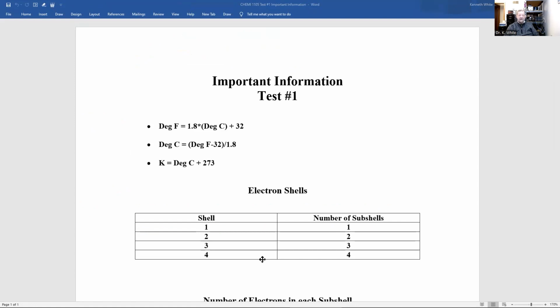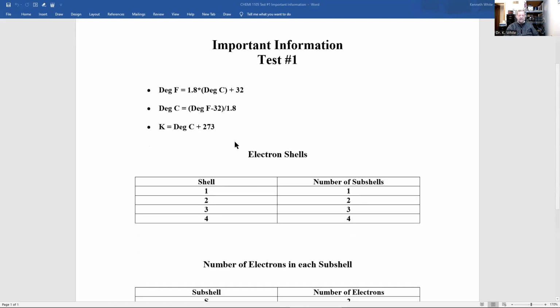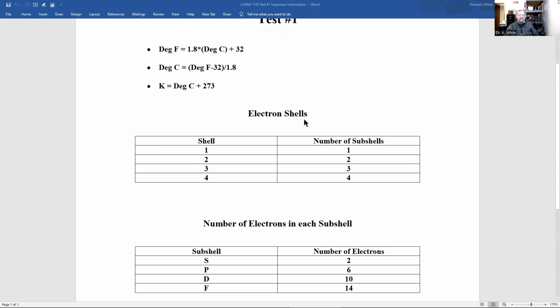important information, test number 1. At the end of the questions on test number 1, you'll see this page. And it has on there the formulas for temperature conversion. Oh, look, it's the electron shell table, just like I just went through. The only thing it does not have is the energy here.